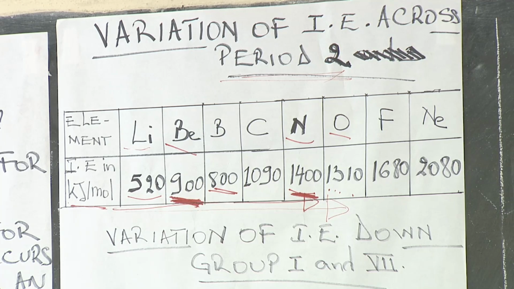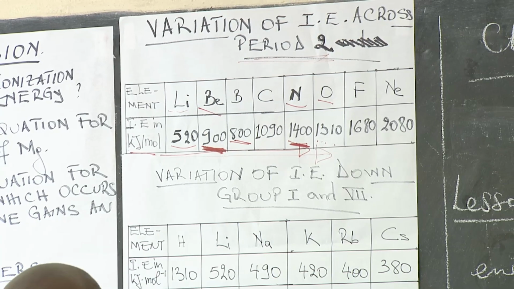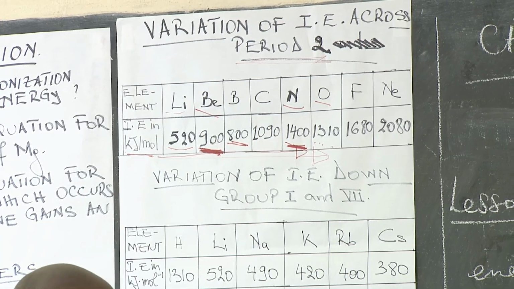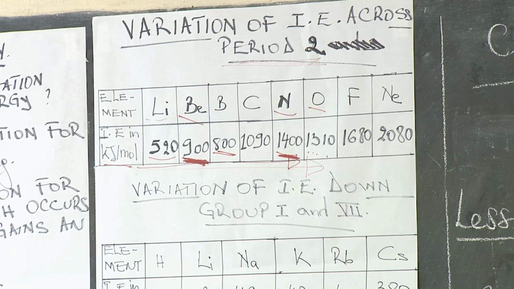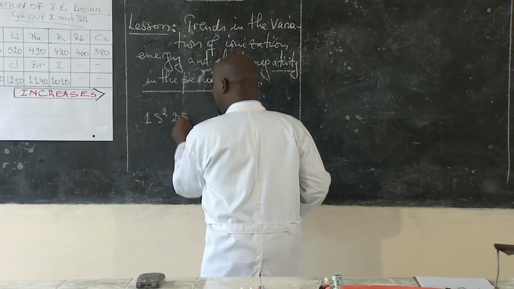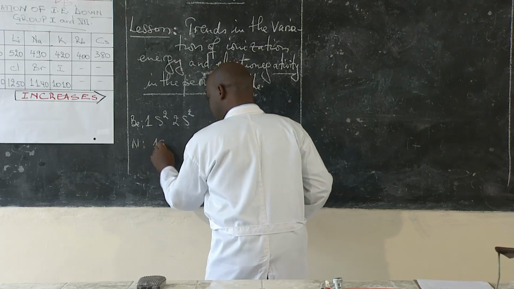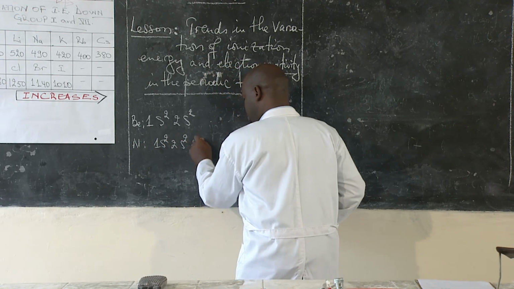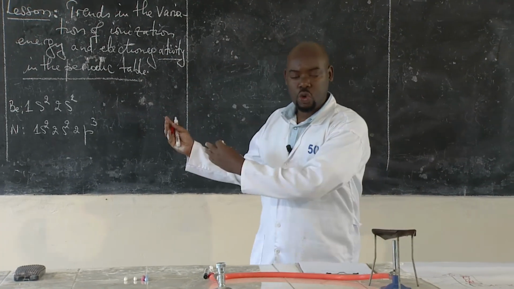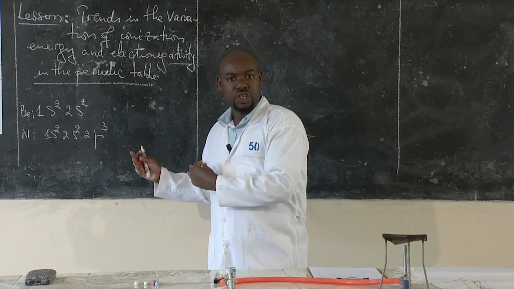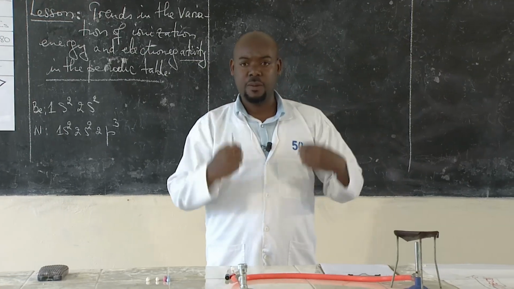To answer that question, I want you to remember how we write the electronic configuration of elements. The electronic configuration of beryllium is 1s2 and 2s2. This is for beryllium, and for nitrogen, it is 1s2, 2s2, and 2p3. So what is so special with both electronic configurations we have here to make the first ionization energy exceptionally high?